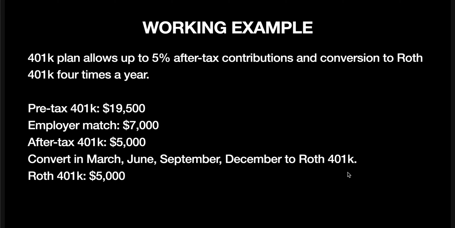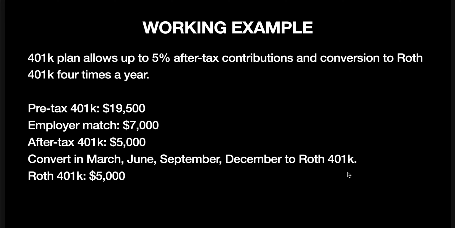All right, so here's a working example. So in this example, a 401k plan allows, and just so it's said, this is not my 401k plan. This is not what I do. This is just a made up example, but it illustrates how this works. The 401k plan allows up to 5% after-tax contributions and conversion to Roth 401k 4 times a year. And that's it. In this working example, the 401k plan does not allow in-service distributions. So that means that you're not going to do an in-service distribution to the Roth IRA.